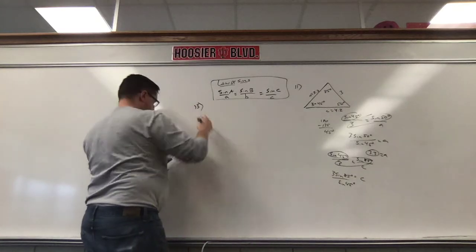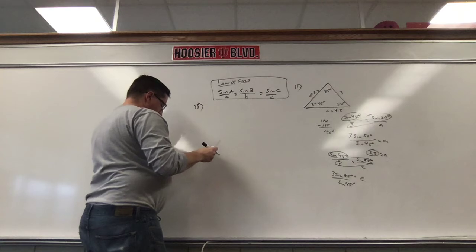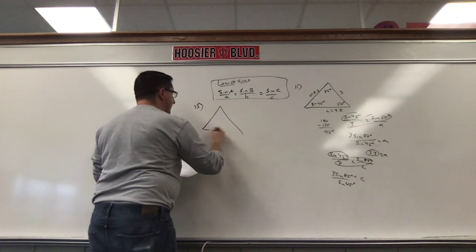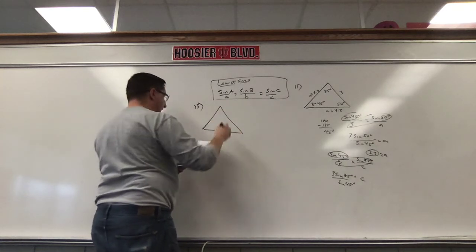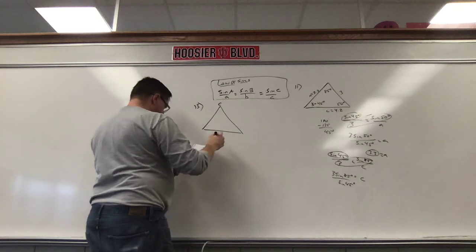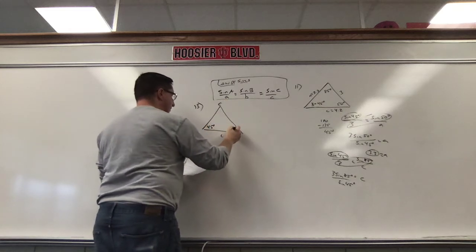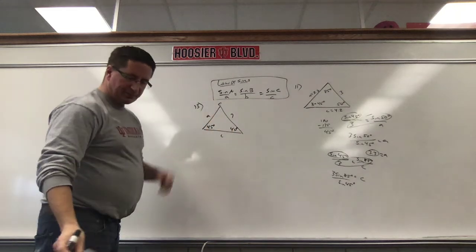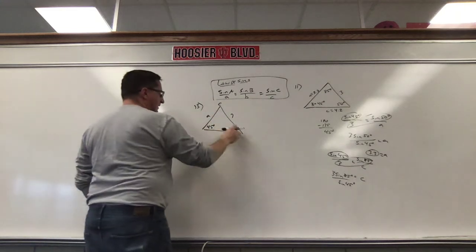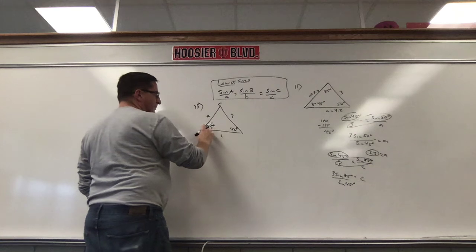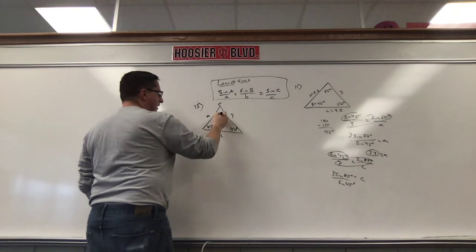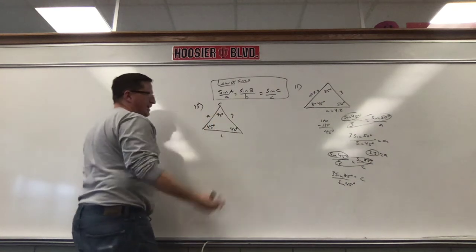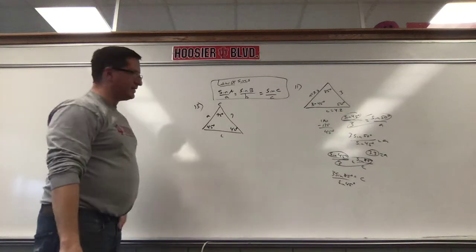Question number 13. Okay, so we've got our picture here. We have big C and little c. We have 45 degrees and 40 degrees and A and 7. So we add these up, we get 85, subtract 85 from 180 and you get 95 degrees. I'm not showing my work there because I really don't think you need to show your work.